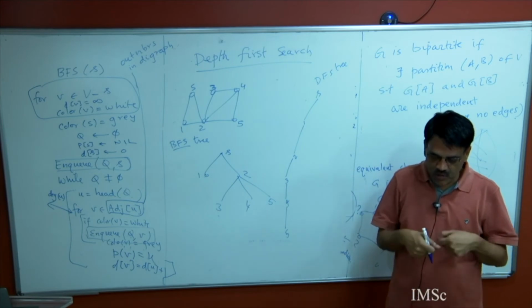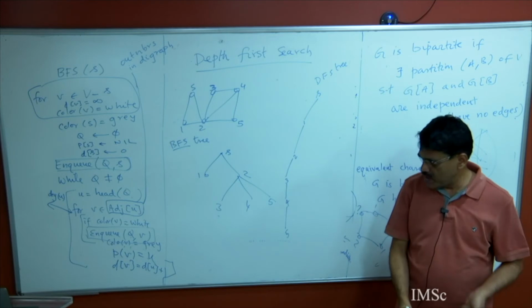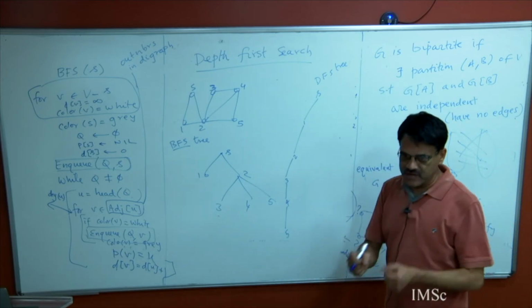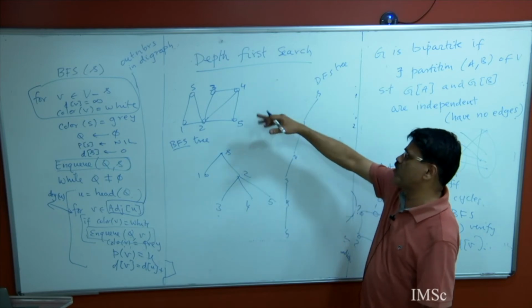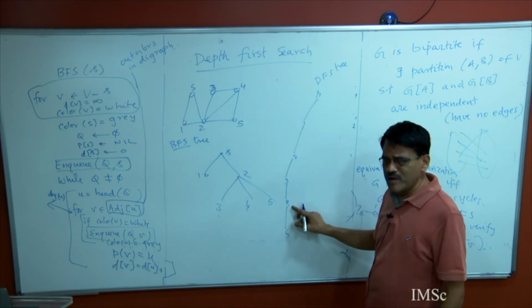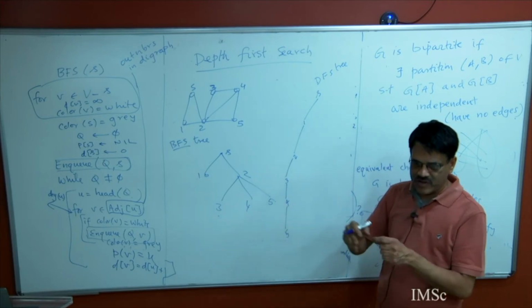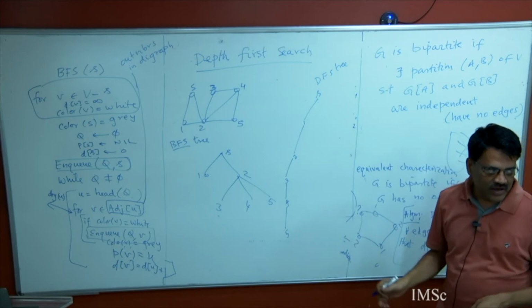Depth first search says, no, the moment I find a vertex, I'm going to explore that. So it's like a stack, because it's last in, first out. So after I finish with 5 and I find that there are no more white neighbors, I'll backtrack. And how do I backtrack? Stack is perfect for that. Because you finished 5, 4 will be sitting on the top of the stack.